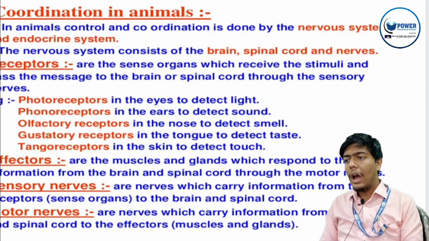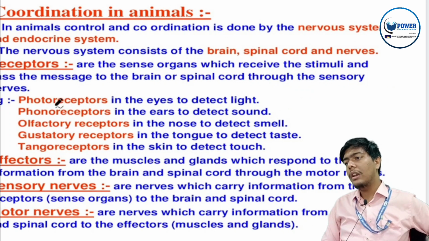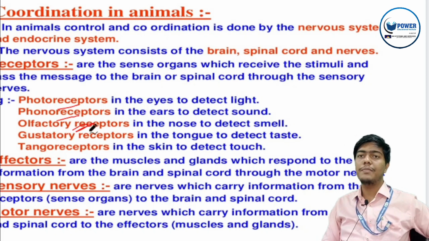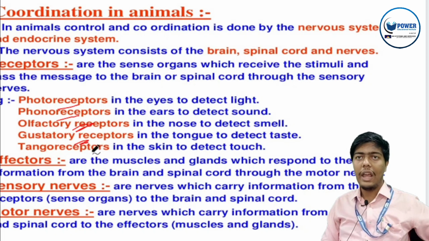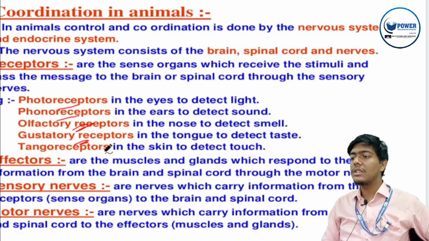So these receptors we have already discussed: the photoreceptors, the phonoreceptors, that is the auditory, olfactory present in the nasal cavity for the sensation of smell, gustatory present in the tongue, and the touch receptors, or thigmoreceptors, present in the skin.